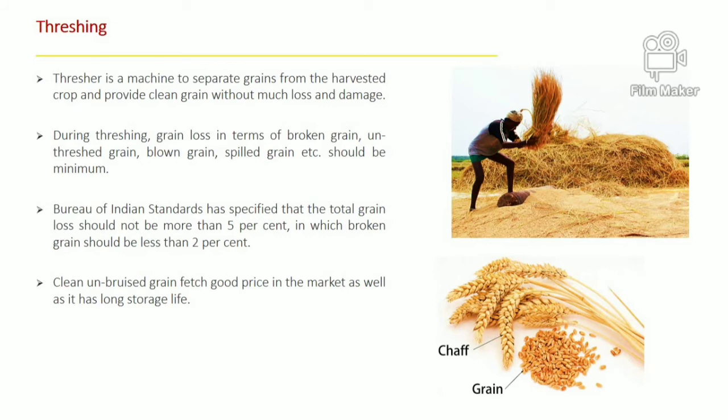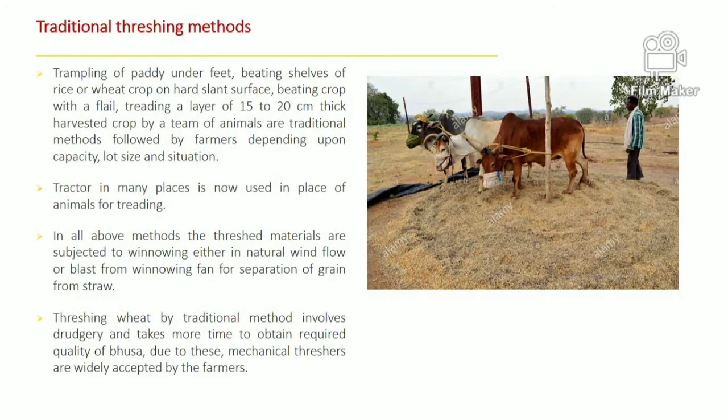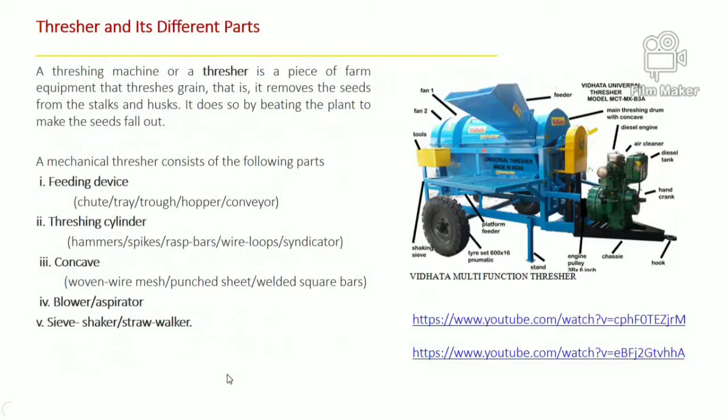Threshing. Threshing is a method used to separate the grains from the harvested crop and provide clean grain without much loss and damage. Threshing operation can be done by traditional methods or by threshing machine, and this is the traditional method. Threshing wheat by traditional method involves drudgery and takes more time to obtain required quality of bhusa. Due to this, mechanical threshers are widely accepted by the farmers.